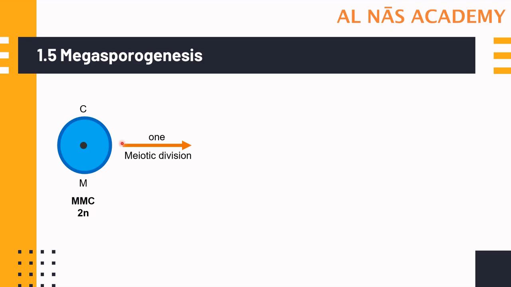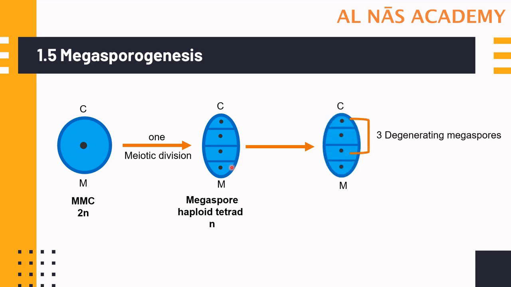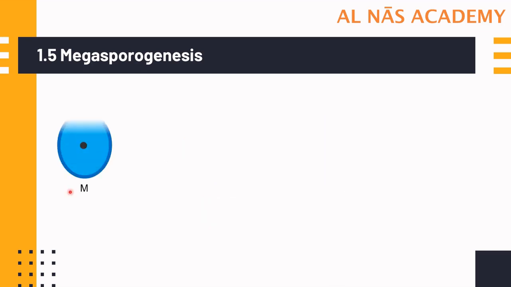It undergoes one meiotic division. So what happens in one meiotic division? Megaspore haploid tetrads are formed, and always remember the megaspore haploid tetrad is a linear tetrad. Now what happens to this tetrad? Of these four, three will degenerate and one will survive. Till here is it clear? The one surviving cell is the one which is closer to the micropyle.